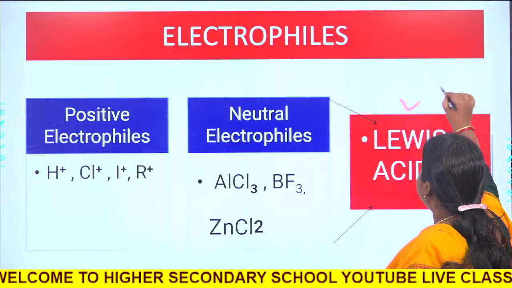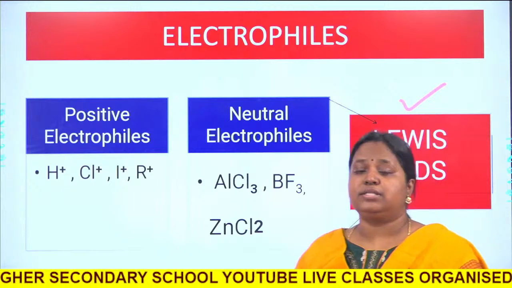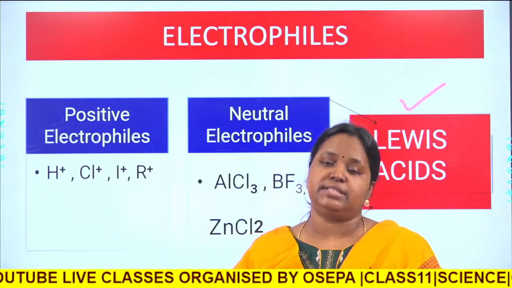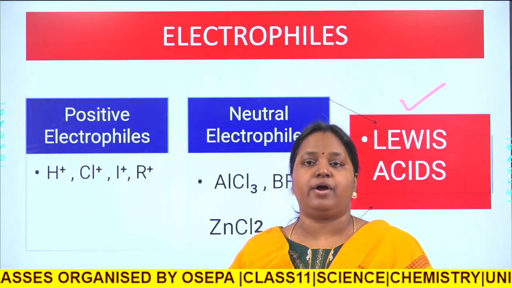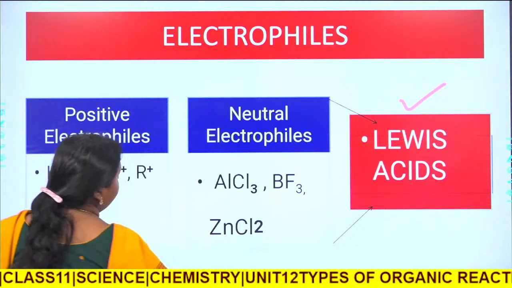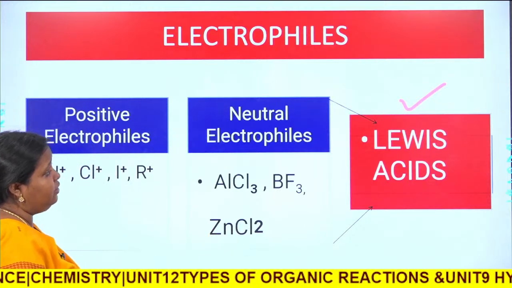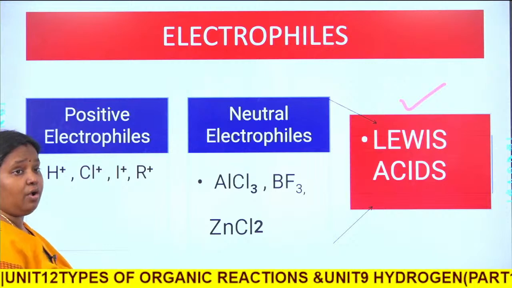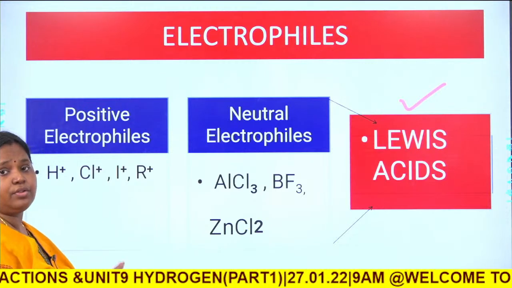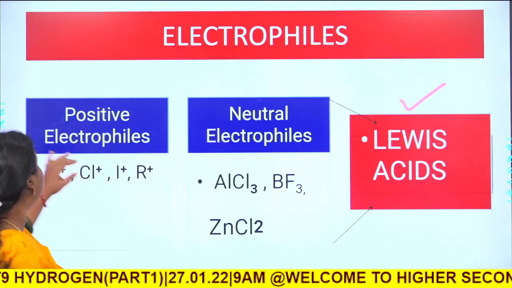They all act as Lewis acids. What are Lewis acids? Something which accepts electron is called a Lewis acid. Since they are accepting the electrons, they all are called Lewis acids. A very common question asks whether electrophiles are Lewis acids. You remember that since they accept electrons they will behave as Lewis acids.